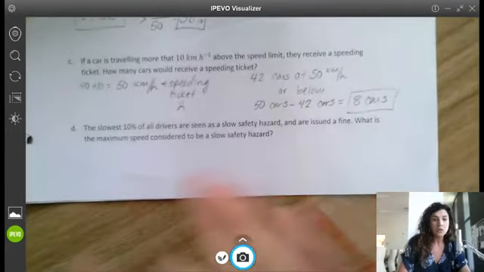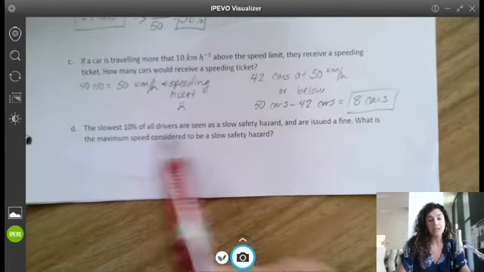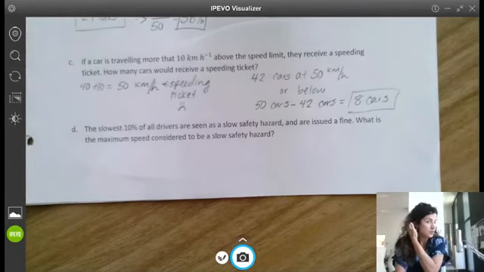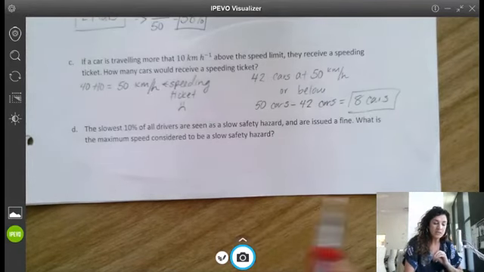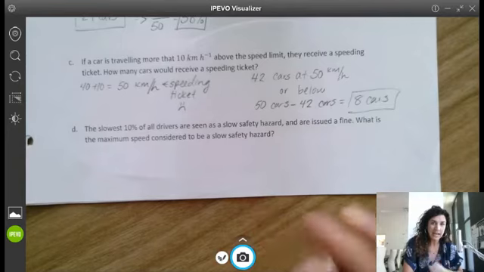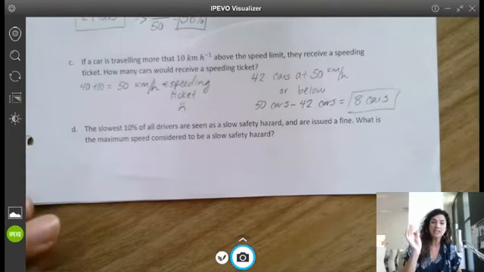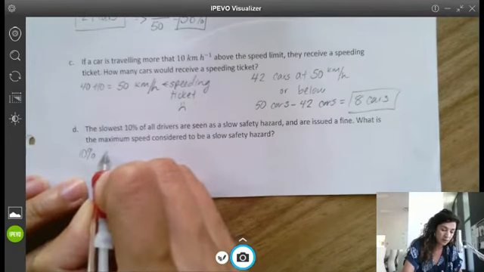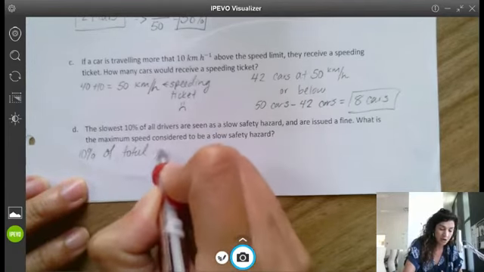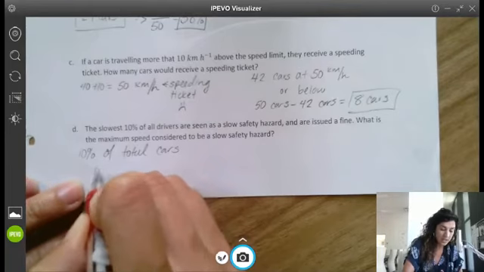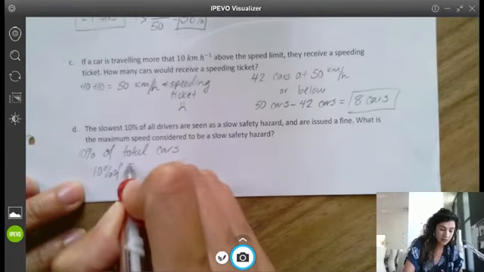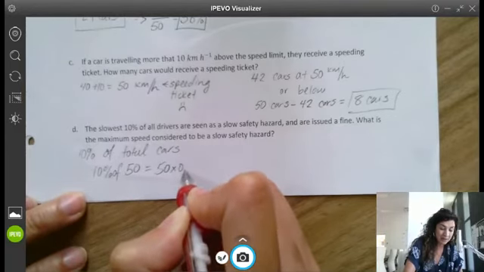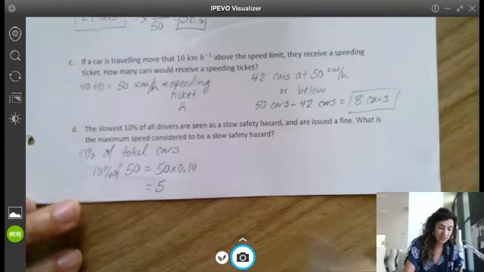The slowest 10% of all drivers are seen as a safety hazard and are also issued a fine. What is the maximum speed considered to be a slow safety hazard? So first of all, 10% of all drivers. So we want to find 10% of the total number of cars that we looked at, which is 10% of 50, which means that we take 50 and multiply it by 0.10, which is 5.